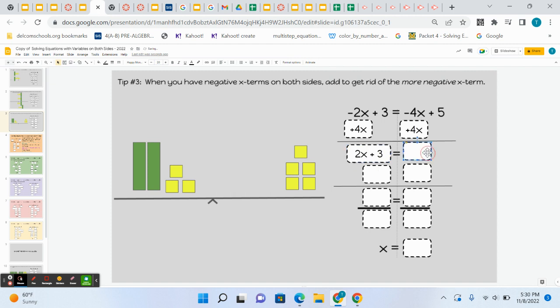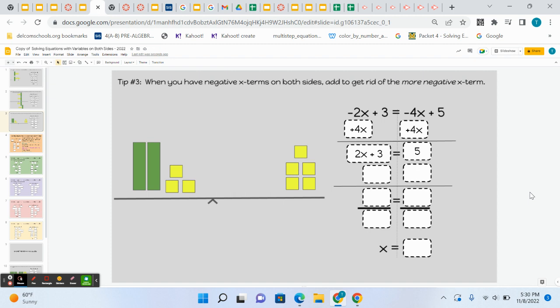2x plus 3. Okay, on the right side, negative 4x plus positive 4x. Okay, those are like terms as well. So negative 4x plus positive 4x would be 0x, or 0. And so we're left with a positive 5. Okay, so we have 2x plus 3 is equal to 5.